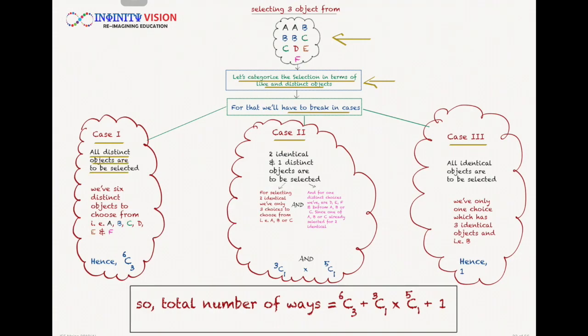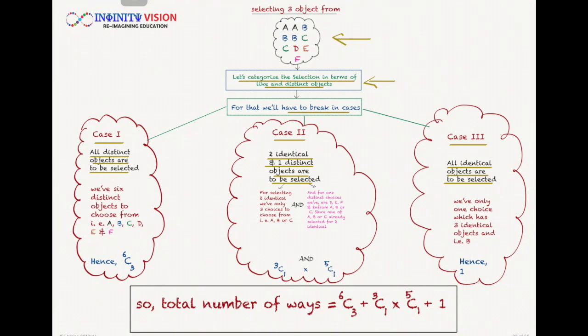So whatever 3 chocolates I am going to select, it all has to be different. And in case 2, if I am selecting 3 chocolates, I'll be taking 2 of the same category and 1 distinct. And the third case, that I will be selecting all identical chocolates. I'll be taking only 1 category of chocolate.